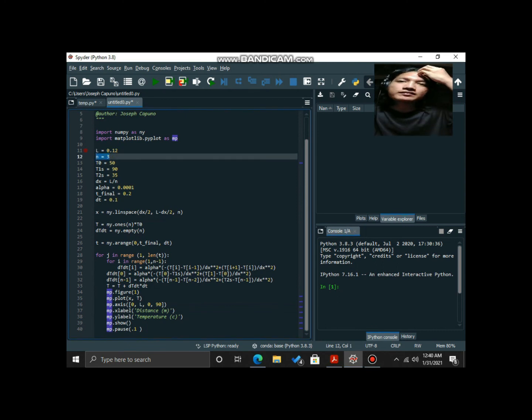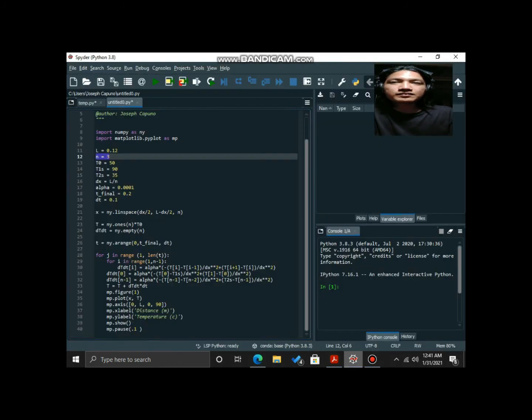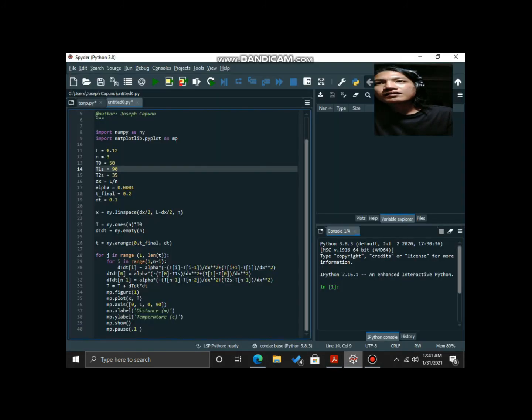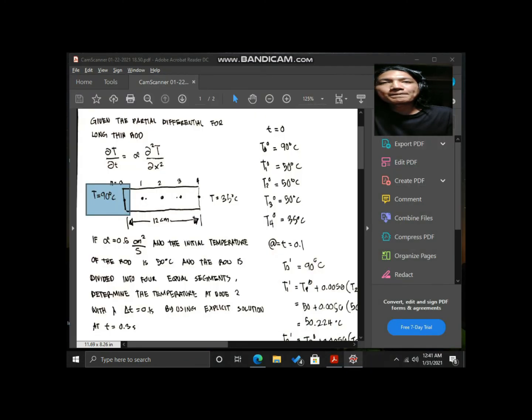Tapos yung n mo is 3. So, explain ko sa inyo mamaya kung bakit 3 yung n. Pero sa picture, mabibilang natin 1, 2, 3, 4, 5. So, yung T0 mo naman, o yung initial temperature mo, is 50 degrees Celsius. Tapos ang T1s mo, o yung T1 sa side, dito sa side nito, is 90. Tapos ang T2s mo is 35.